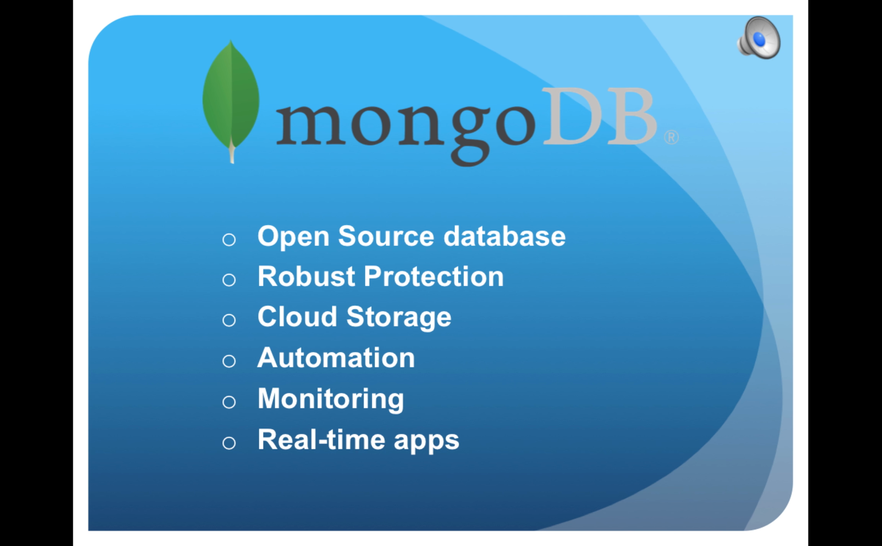The advantage of using software like MongoDB is that you ensure that your database is very well protected, and that all the information is available and backed up on the cloud. A lot more automation systems are in place, monitoring can be done in real time, and there are real-time apps available. Compared to Access, a lot of these features are not included.